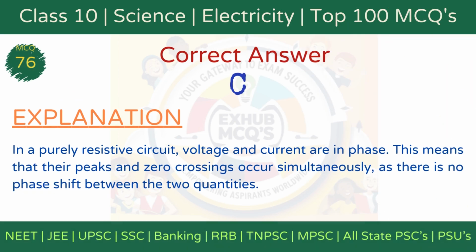The correct answer is option C, voltage and current are in phase. Explanation. In a purely resistive circuit, voltage and current are in phase, meaning their peaks and zero crossings occur at the same time. This indicates no phase difference between them.